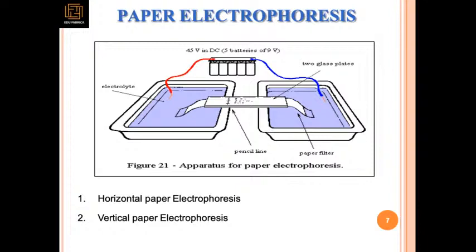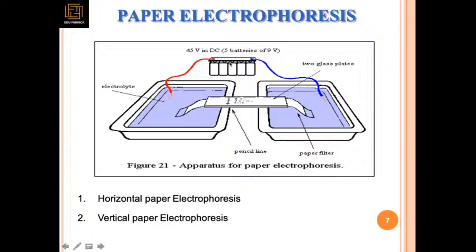So 45 volt DC, 5 batteries of 9 volt, we use it. And then we have the electrolyte here and two glass plates in the center. And this is the pencil line we put. So this is the filter paper, and this way we separate our molecules on this paper.